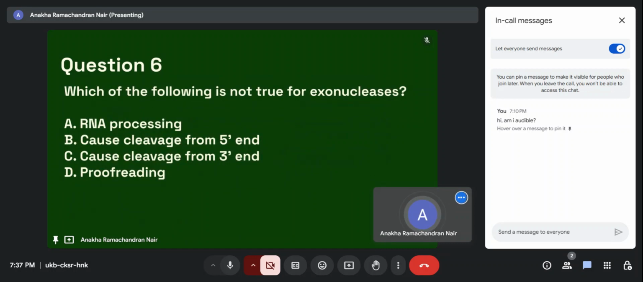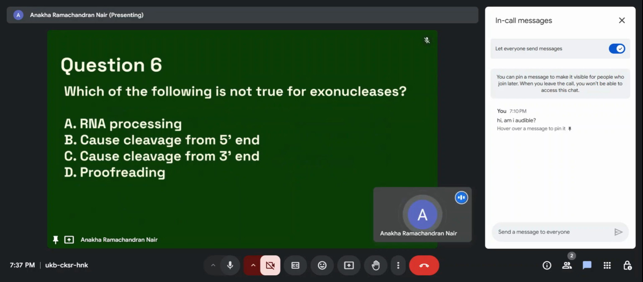Question number 6 is, which of the following is not true for exonucleases? And the name itself should give you an idea of what this is talking about. So there are four options given to you. Option A is RNA processing. Option B is causes cleavage from 5 prime end. Option C is causes cleavage from 3 prime end, and option D is proofreading. So which is not true for exonuclease?